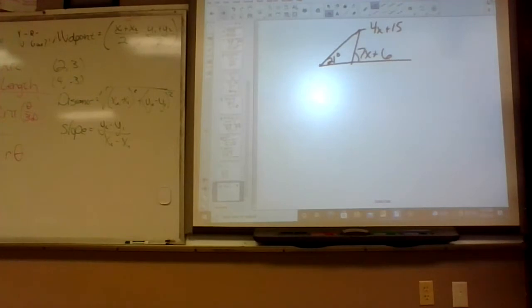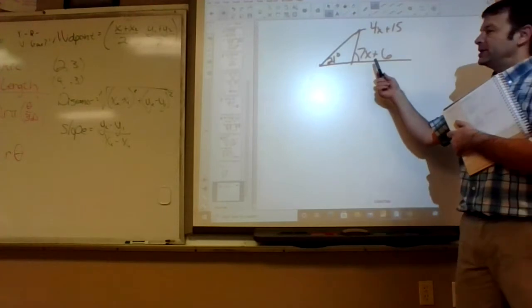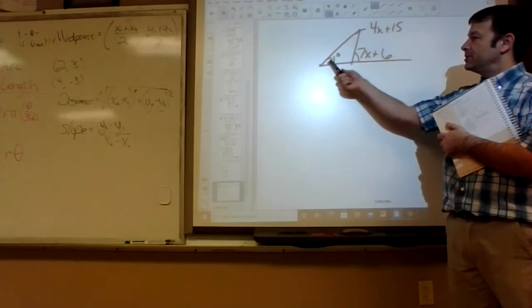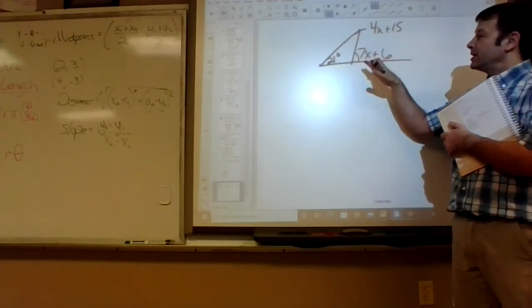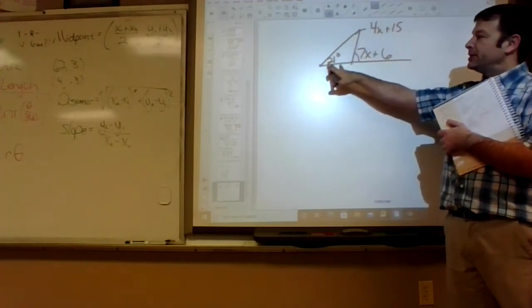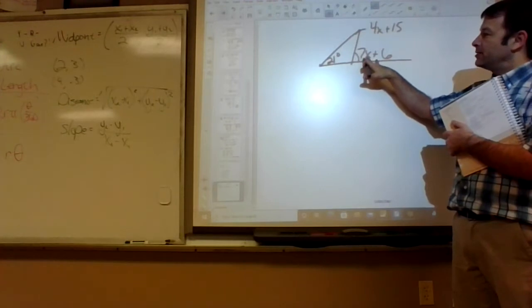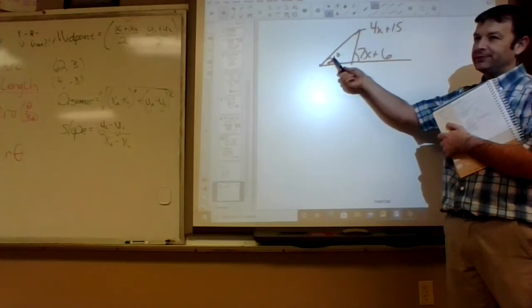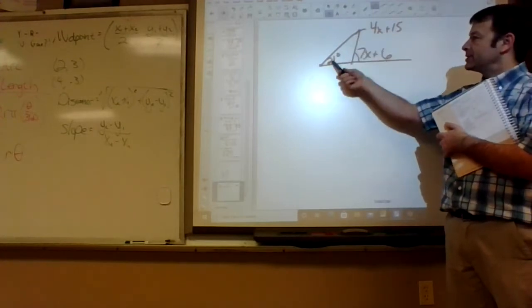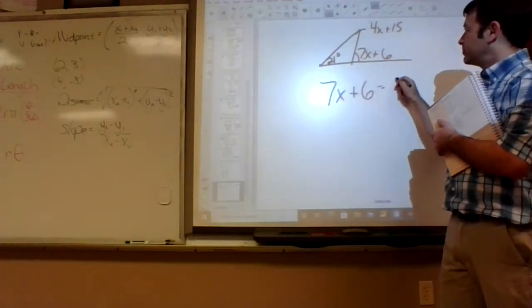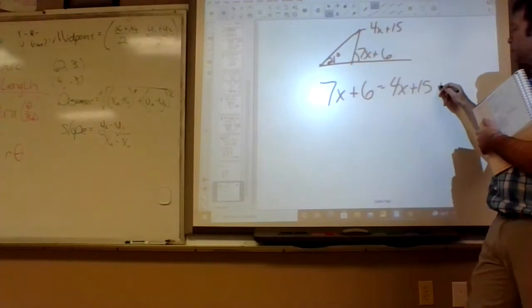What does an exterior angle have to do with these two angles? Create a straight line with that one line. Okay, this was a theorem we learned. You guys need to know this. An exterior angle is equal to these two. Here's the way they say it. Exterior angle is equal to the sum of the remote interior angles. In other words, an exterior angle on a triangle is equal to the far angles added together. So this should equal that plus that. 7x plus 6 should equal 4x plus 15 plus 21.